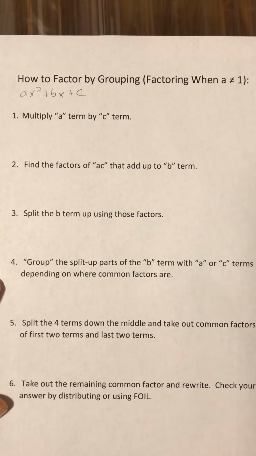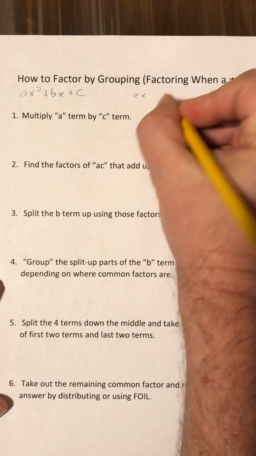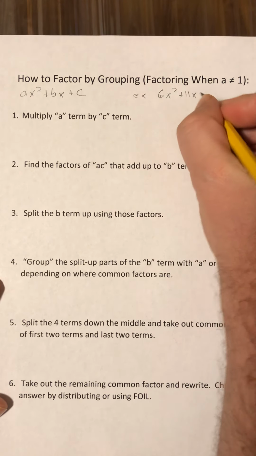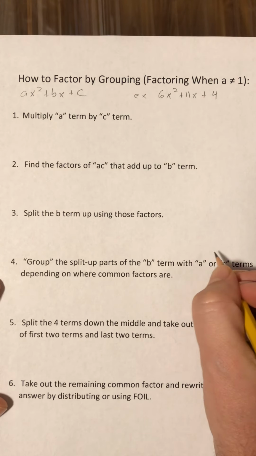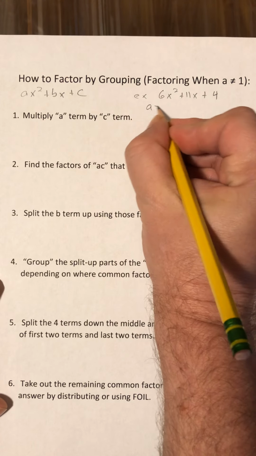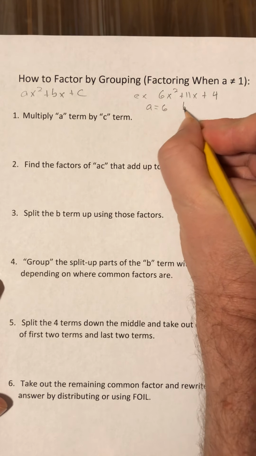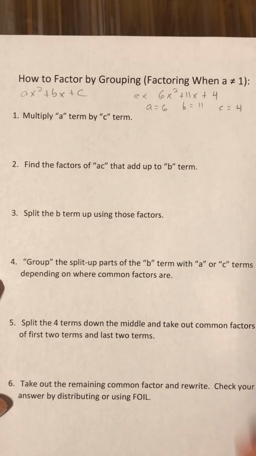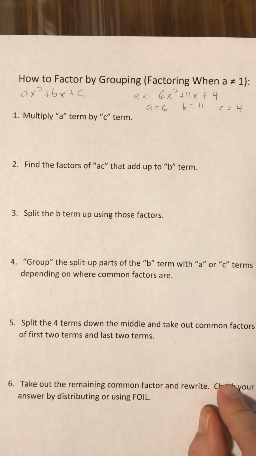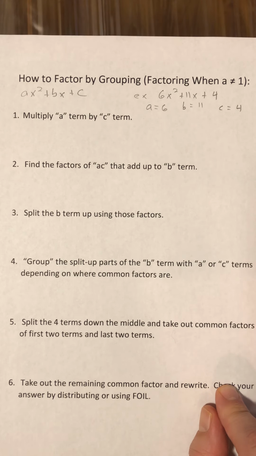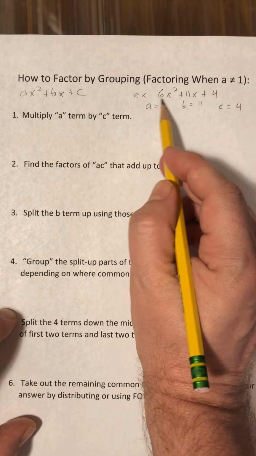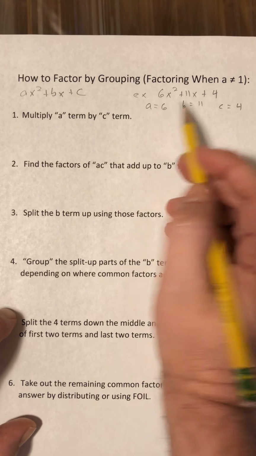So an example would be 6x squared plus 11x plus 4. Okay, so there's an example of a quadratic in standard form. Here your a term is 6, your b term is 11, and your c term is going to be 4. So what I'm going to do is walk you through the process of factoring a quadratic in which we have a number other than 1 in front of the x squared term, okay?